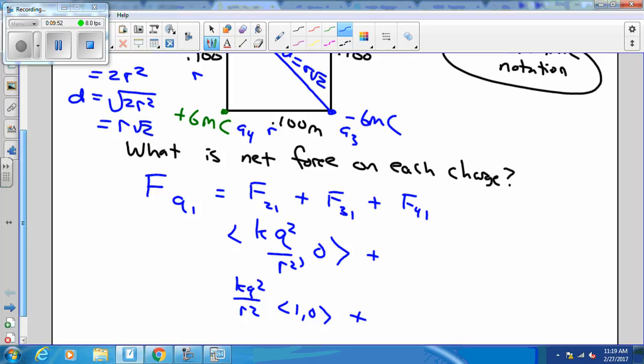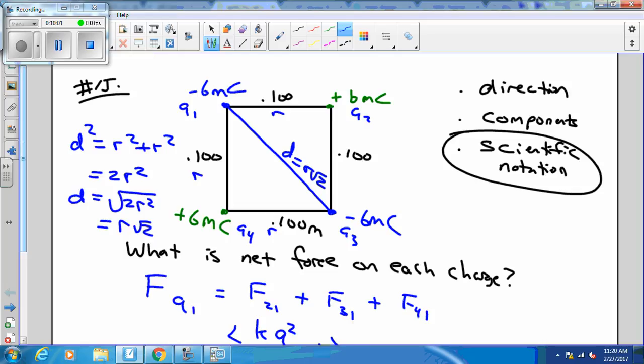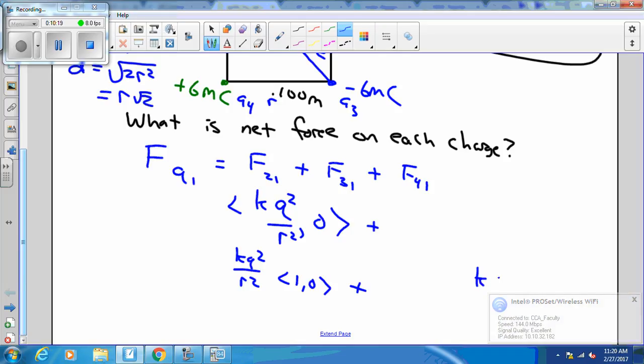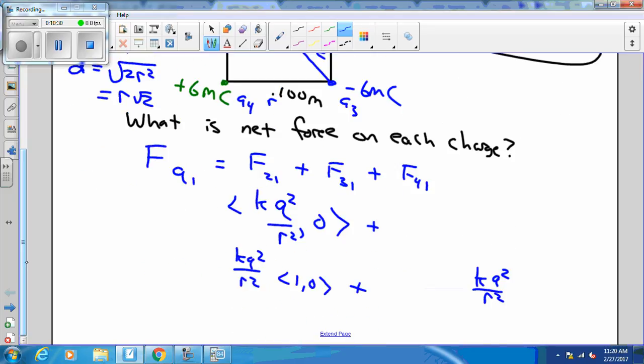How about F31? That's the pain in the neck one. Skip it. We'll come back. F41: I get to use some symmetry because 2 and 4 have the same charge and are located in relatively the same positions. The only difference is that one is located horizontally, one is located vertically. So the magnitude has to be the same, kq squared over r squared. But now my direction vector is different. Which way is that direction vector for the force on Q1? Going straight down. And so I can write that direction vector as 0, negative 1.